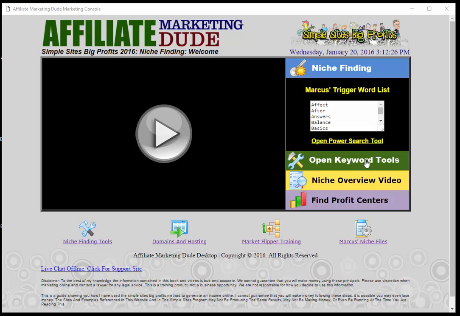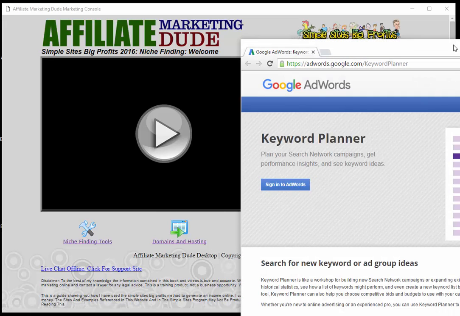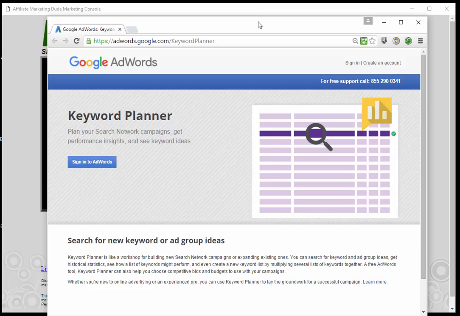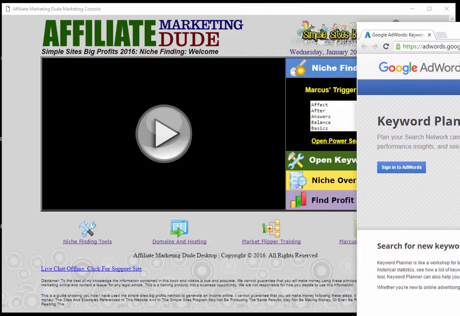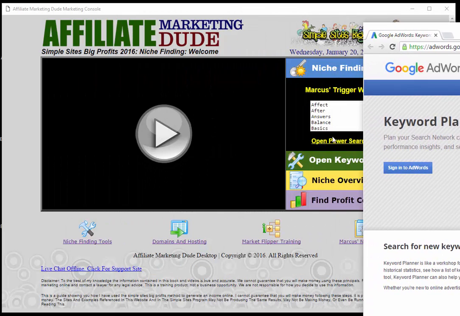First and foremost, we're going to click the Open Keyword Tools tab. This is going to open up the Google Keyword Planner in a new window for us. That way you can click this and go through and actually find a niche while you're listening to how I describe how it's done and showing you everything. All right, that's the next best thing to actually having me there over your shoulder telling you what to do.